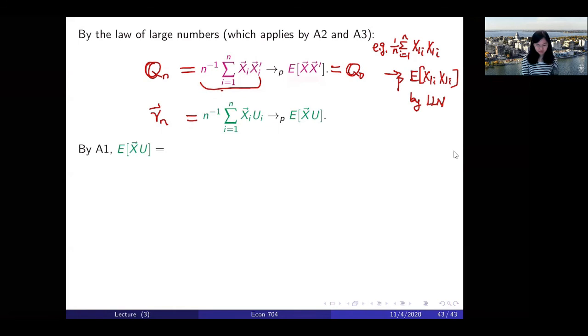The same thing happens here. You can apply the law of large numbers for this sample average of this random vector and show that this converges in probability to the expected value of the random vector. So that is the limit R0.